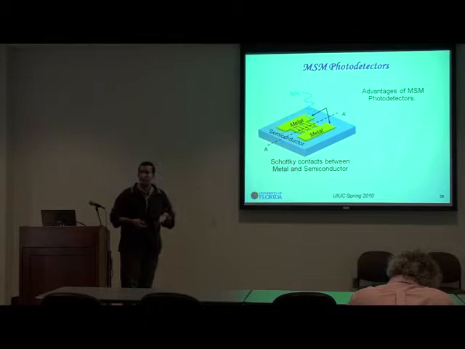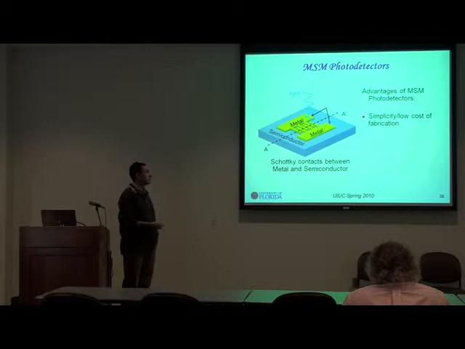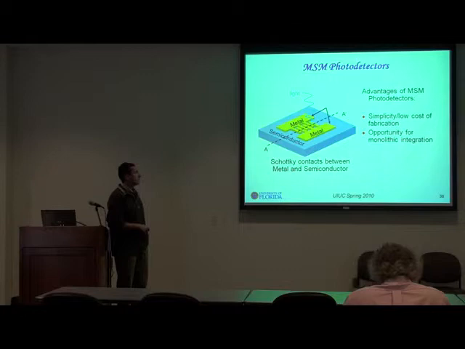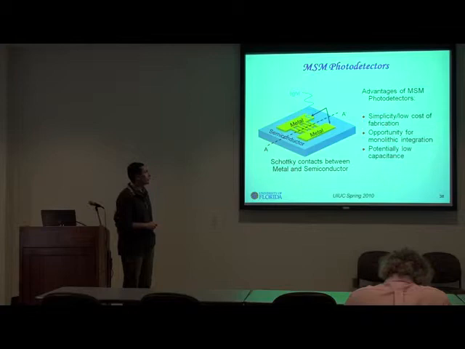So what are the advantages of these metal semiconductor metal structures? For one, they can be fabricated simply. The cost of the fabrication is not that high. There is an opportunity for monolithic integration of these devices with other devices because the substrate is a regular semiconductor, and if you can incorporate the fabrication approach for whatever material you're using for metal, then you can of course integrate them with other devices like amplifiers that you need for this kind of response. And then they show potentially low capacitance.